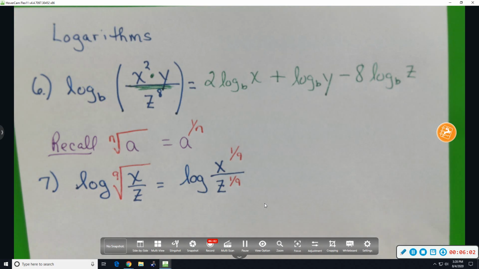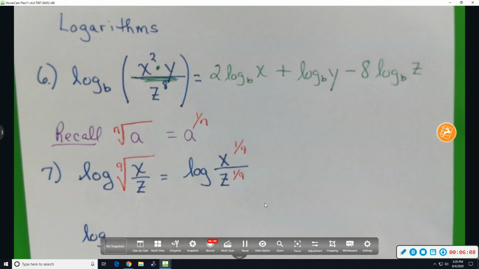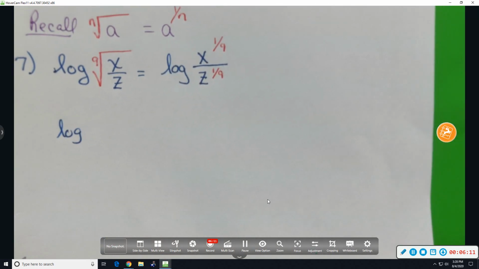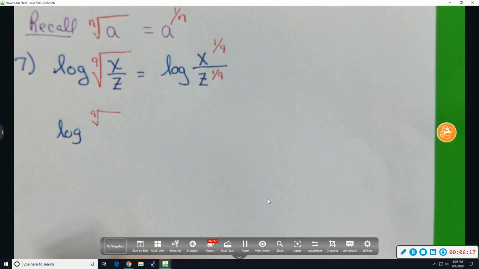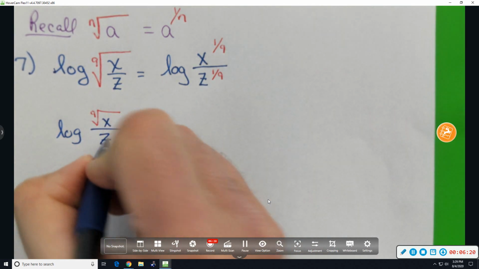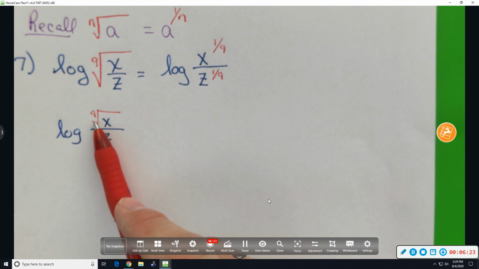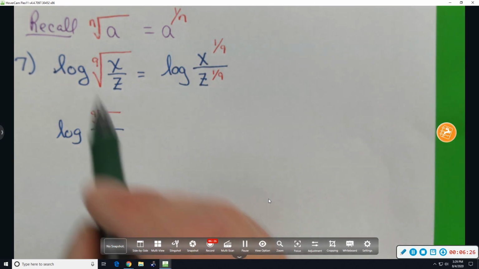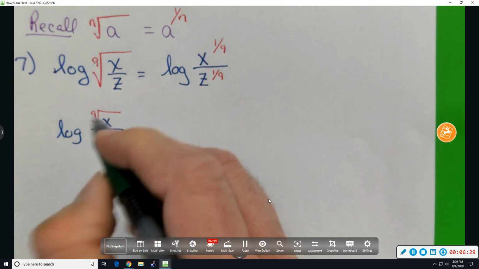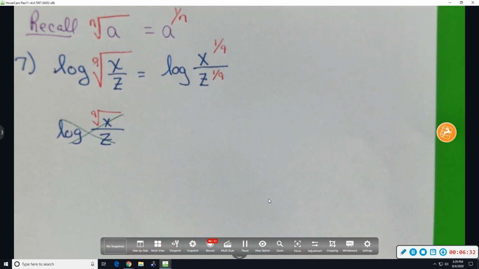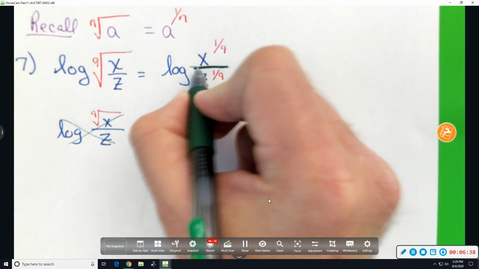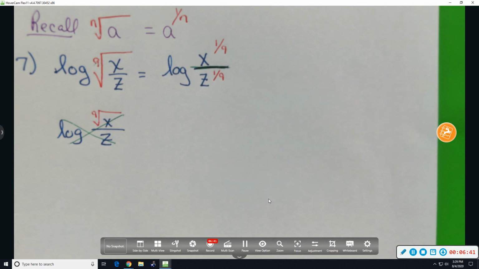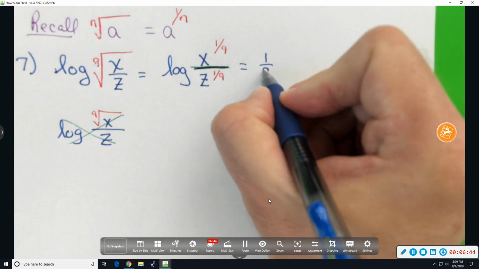If it had said log, the 9th root of x over z, then only the x would have the 1 over 9. But that's not what it says. Here, both of these have the 9th root. So now we're ready to separate them and write them out. Well, you separate it at multiplication and division. Well, there's no multiplication, but there's division. So you put the exponent in front of the letter L.